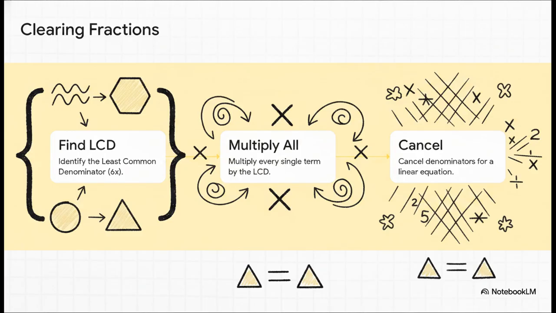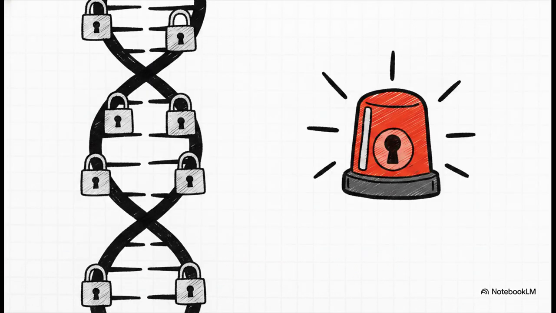And 6x divided by 2 leaves 3x. Just like that, our clunky rational equation transforms into a super simple linear equation: 2x plus 6 equals 3x. But wait, red alert. We have to correct a major misconception right here, right now.